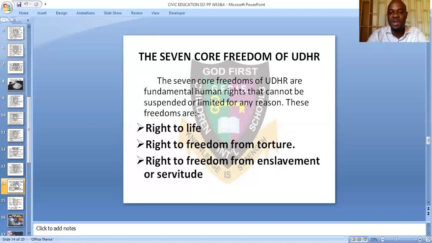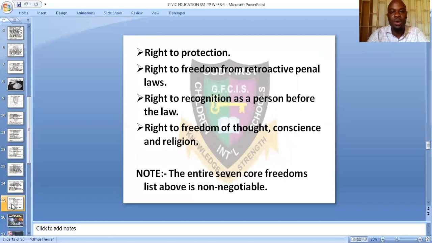three, right to freedom from enslavement or servitude; four, right to protection; five, right to freedom from retroactive penal laws; six, right to recognition as a person before the law; and seven, right to freedom of thought and conscience.